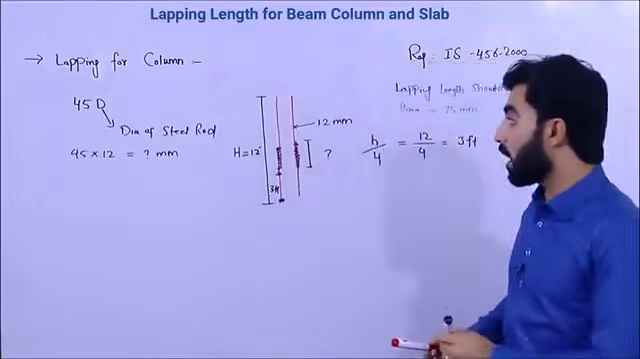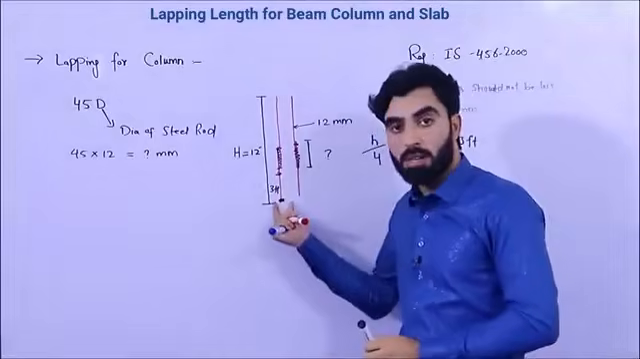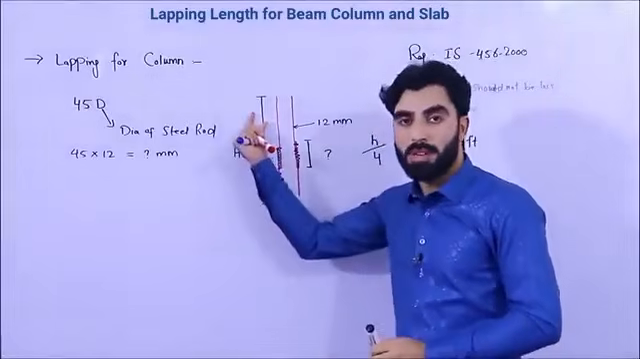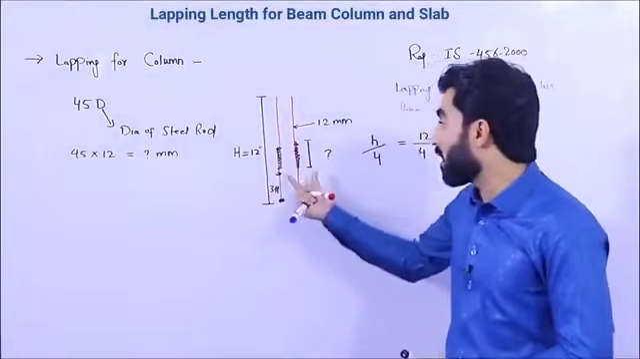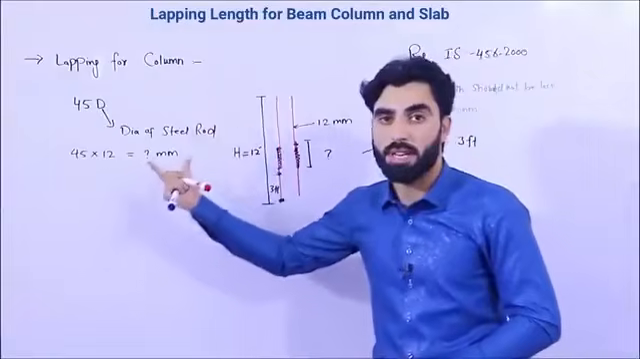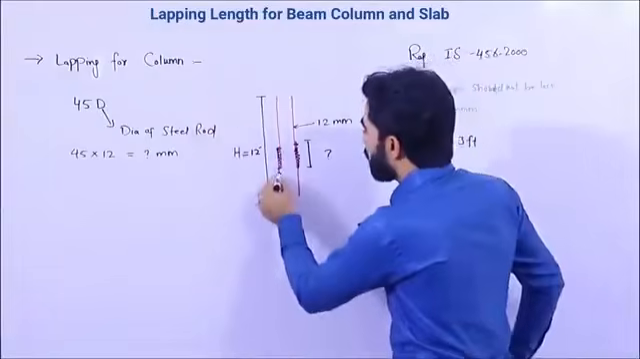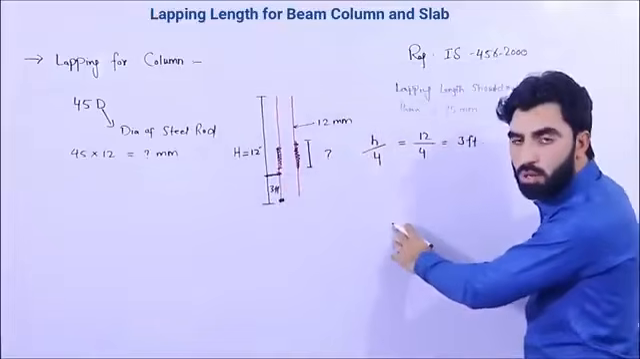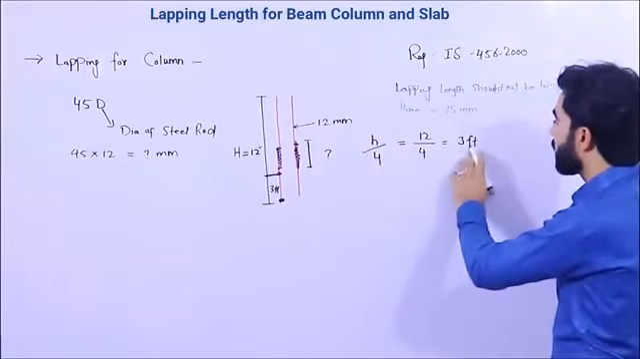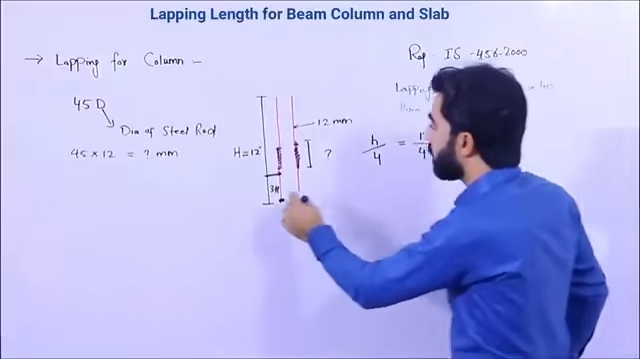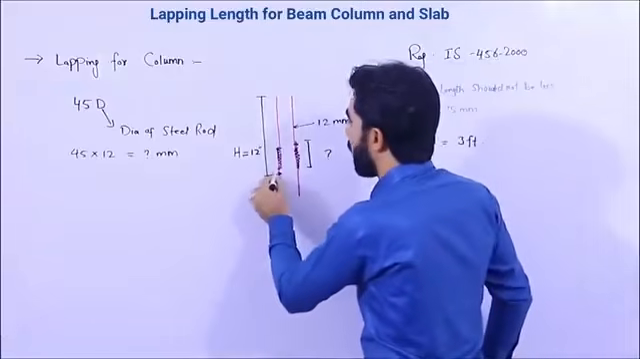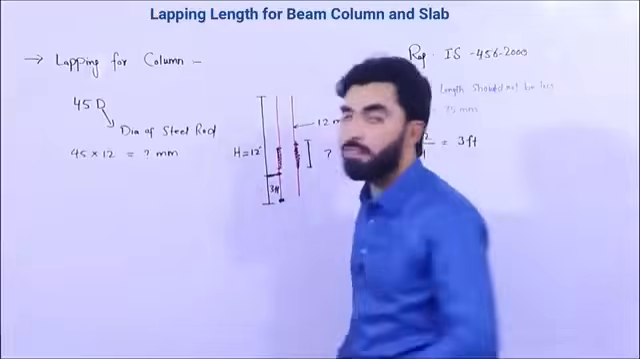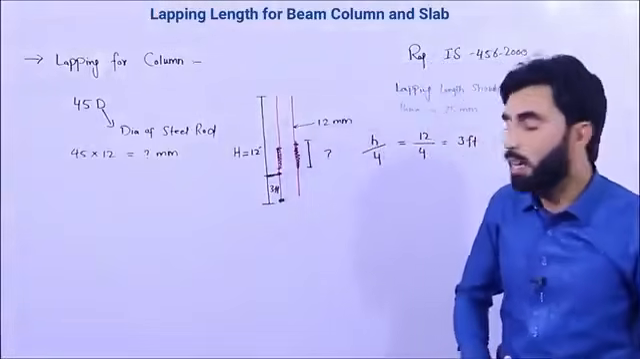But the lapping length should not be provided at the bottom and also not at the top. Also mid is not the place to provide lapping length. So after 3 feet, as I told you before, height divided by 4, you will get the length 3 feet. So after 3 feet, you are able to provide the lapping length with the formula of 45D. So this is the place to provide lapping length.